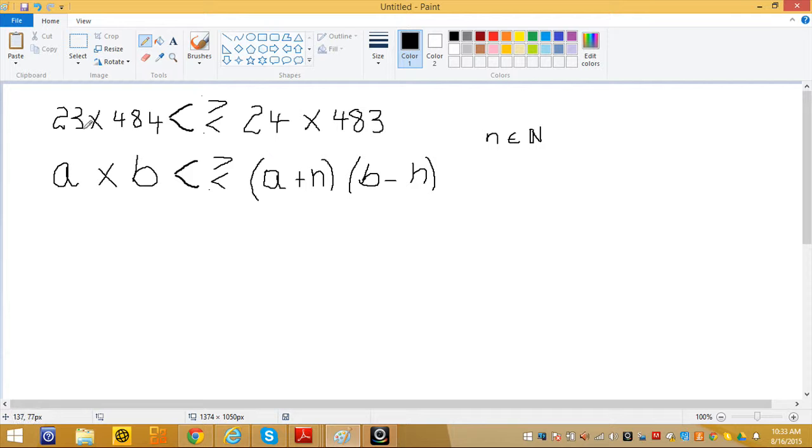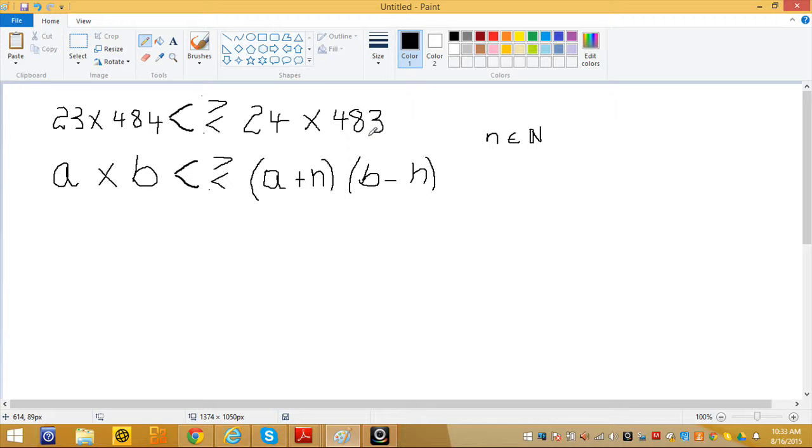Silence. So here you've got 23 times 484, and then you have to make a comparison: which one is greater or less, between this and 24 times 483? As you can see here, we just add 1 and subtract 1 in each term. How can we make this comparison quickly, without doing the multiplication? We have a quick tip.